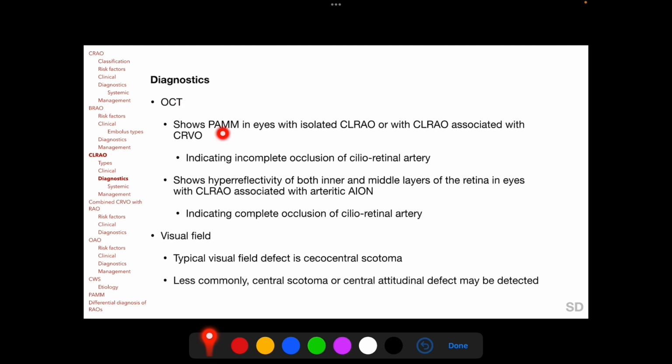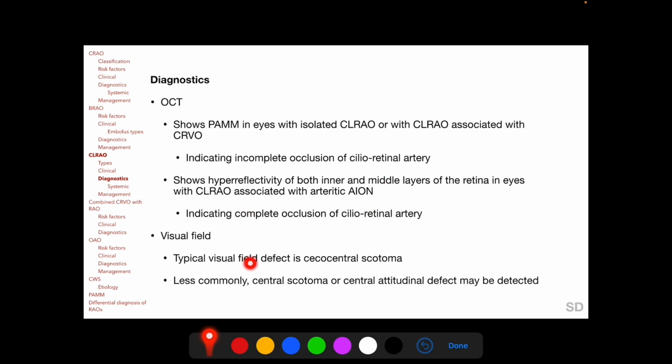OCT shows paracentral acute middle maculopathy in eyes with isolated CLRAO or in eyes with CLRAO associated with CRVO, indicating incomplete occlusion of the cilioretinal artery. But in eyes with CLRAO associated with arteritic acute ischemic optic neuropathy, OCT shows hyperreflectivity of both the inner and middle layers of the retina, indicating complete occlusion of the cilioretinal artery.